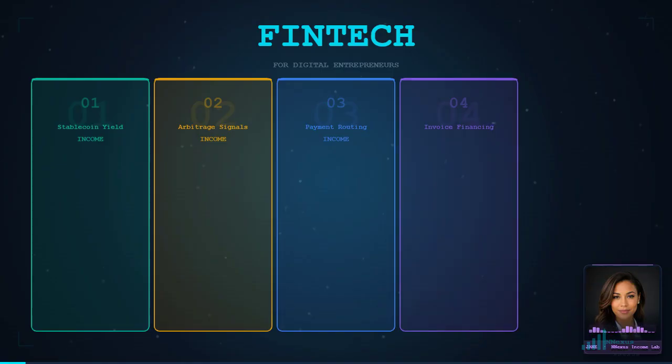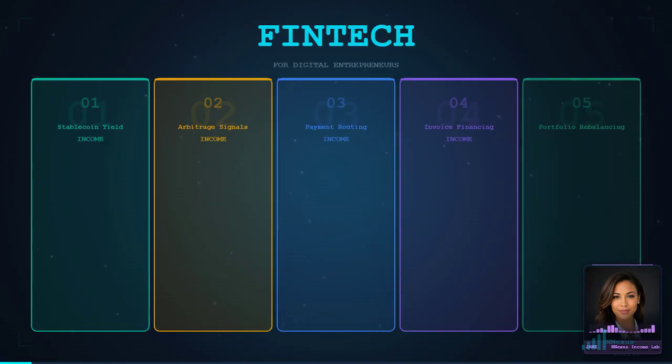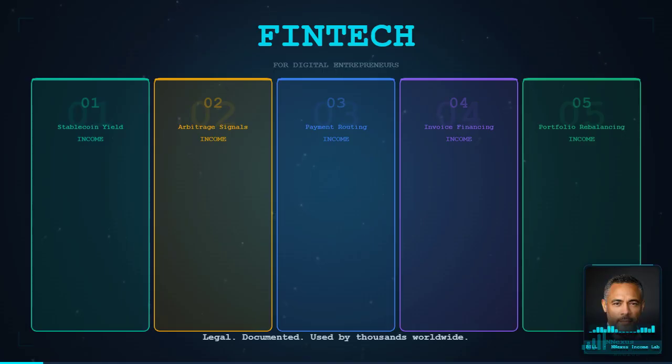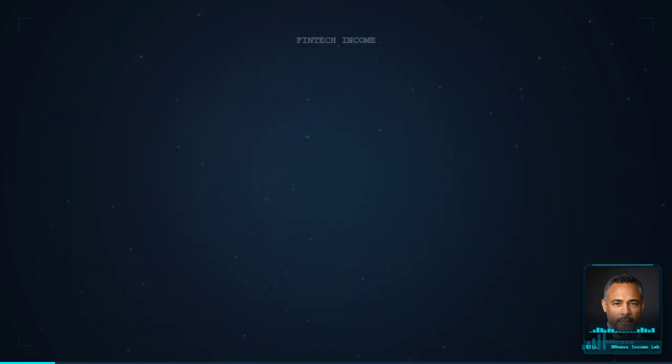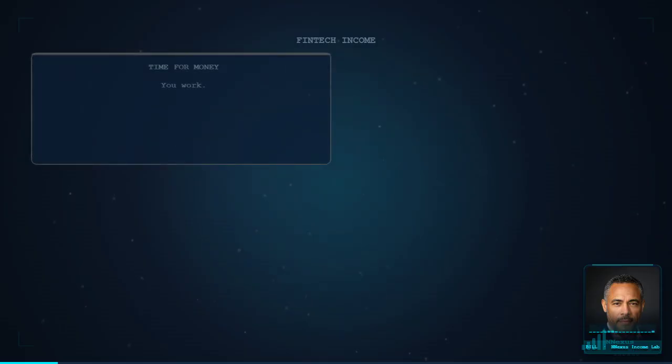Yield on stablecoins, automated crypto arbitrage signals, payment routing optimization, invoice financing, and AI-powered portfolio rebalancing. Each workflow is legal, documented, and already being used by thousands of digital operators worldwide. We show you how each one works, what tools run it, and what income range it produces.